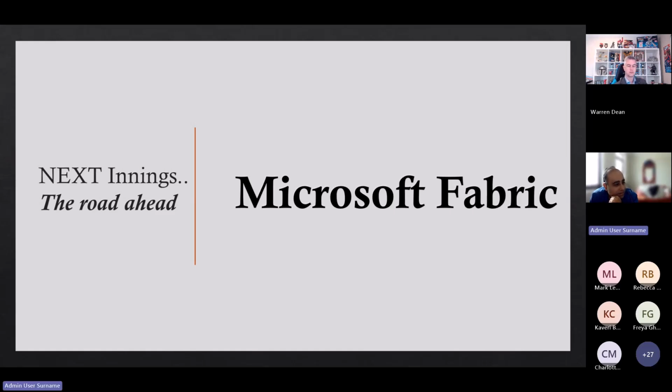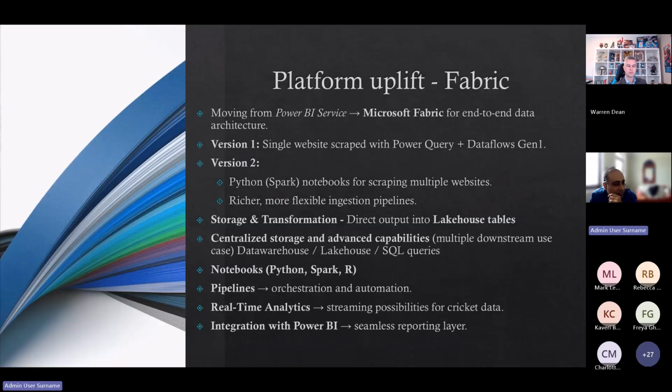Fabric provided a scalable, reliable foundation combining lakehouse, data engineering features, etc. The goal was to build a more resilient, automated, and scalable solution for the long run. So my move from Power BI service to Fabric was about revamping the entire end-to-end architecture altogether. As you could see, version 1 and 2 was simply one website scraped using Power Query, consolidated through dataflows. Version 3 was now going to be much richer.